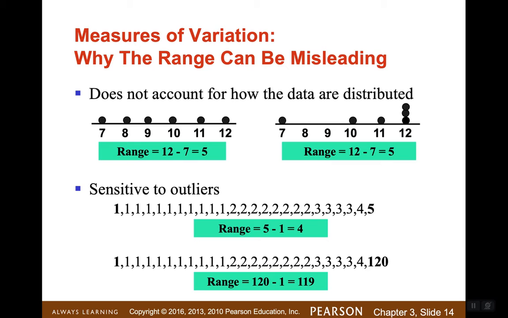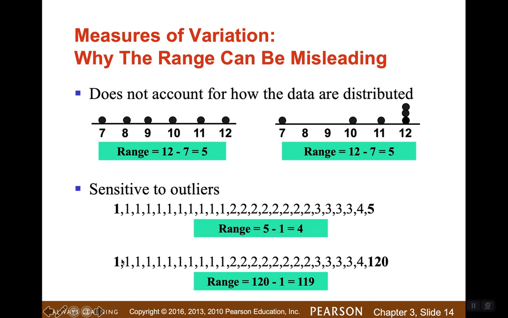So the thing we're always concerned about is outliers, and what is the sensitivity to outliers? You can see a more extreme case here, where if I have a range of 1 to 5, it looks pretty good.